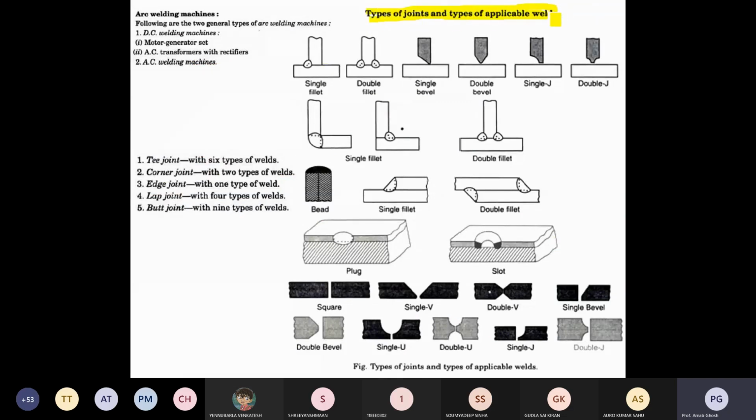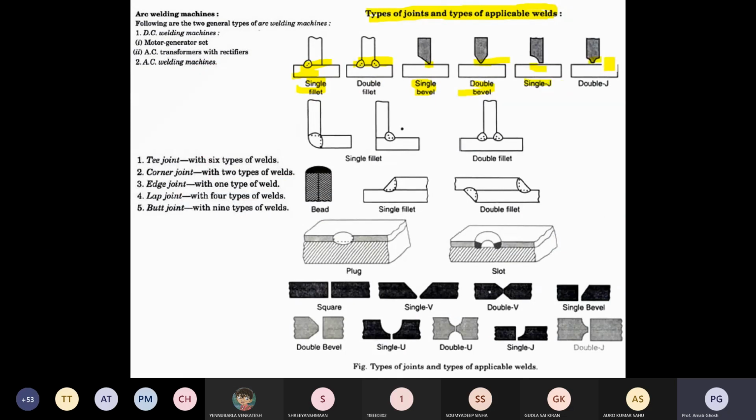Okay, joints of the welding applicable. So that is called single fillet, that is double fillet, two joints are there. Okay, that is single bevel, only one point tip. It is double bevel, so two point tips are there.